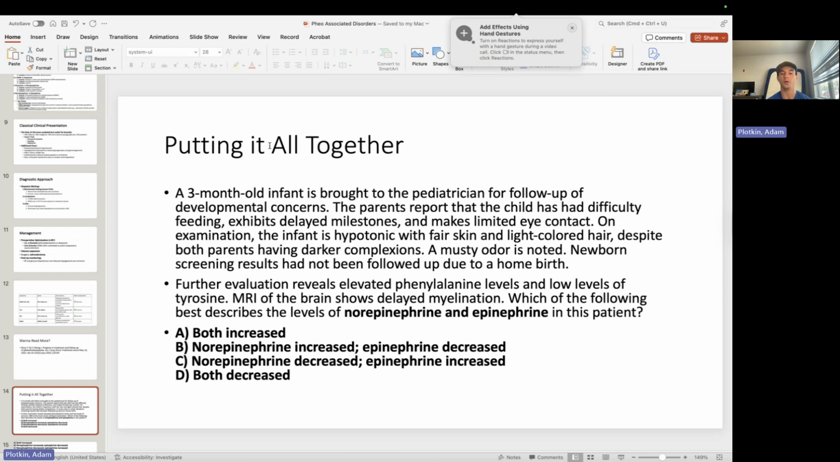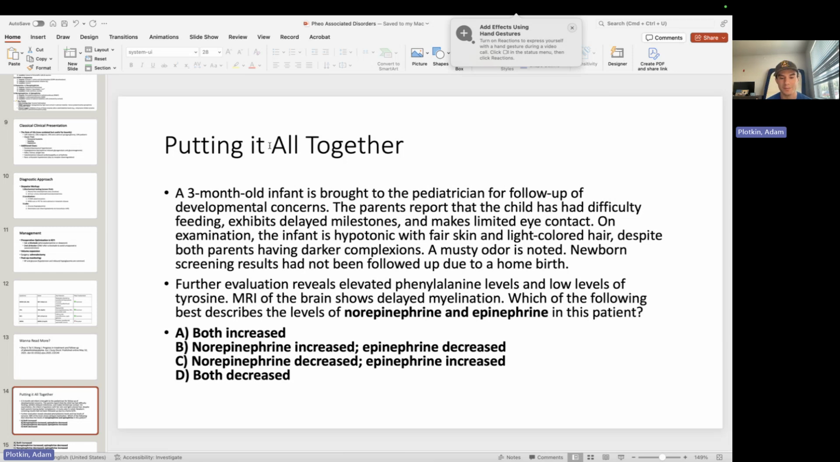We have a 3-month-old infant brought to the pediatrician for follow-up of developmental concerns. The parents report that the child has had difficulty feeding, exhibits delayed milestones, and makes limited eye contact. On exam, the infant is hypotonic with fair skin and light-colored hair, despite both parents having darker complexions. A musty odor is noted. Newborn screening results have not been followed up due to a home birth. Further evaluation reveals elevated phenylalanine levels and low levels of tyrosine. MRI of the brain shows delayed myelination.